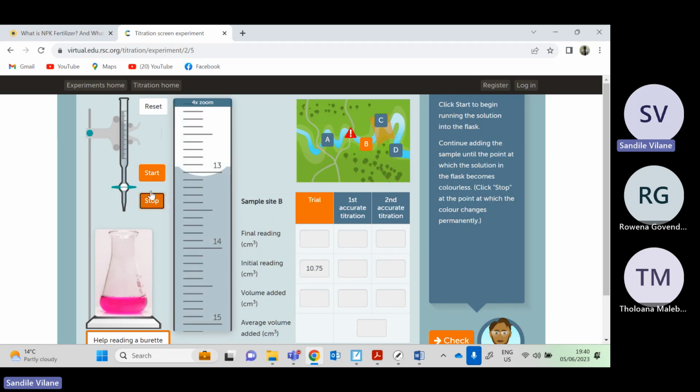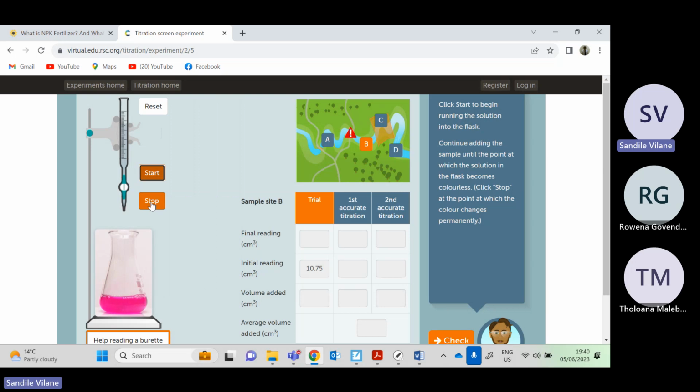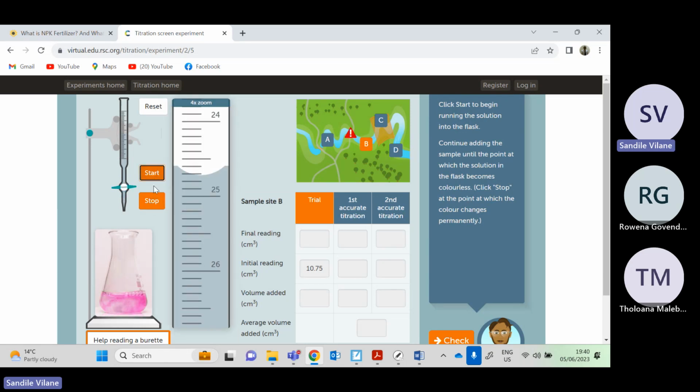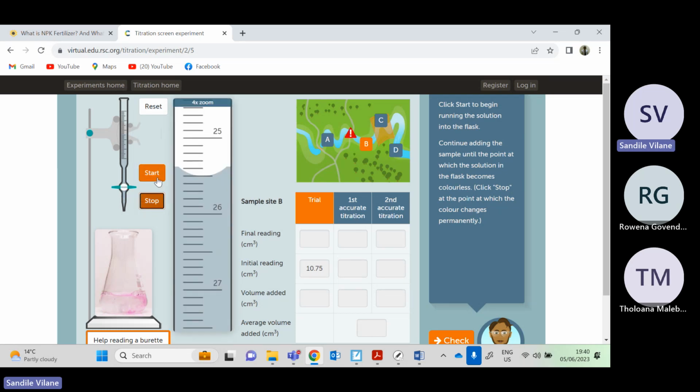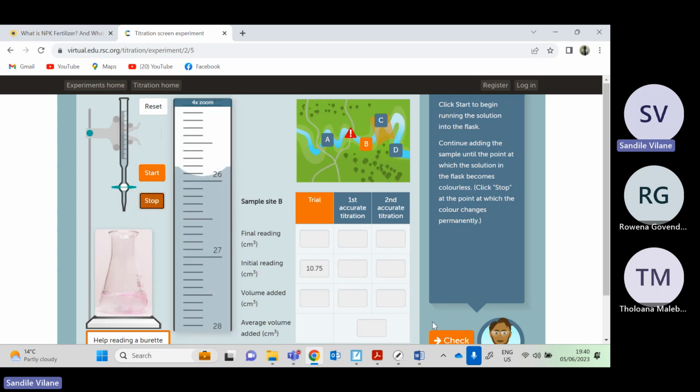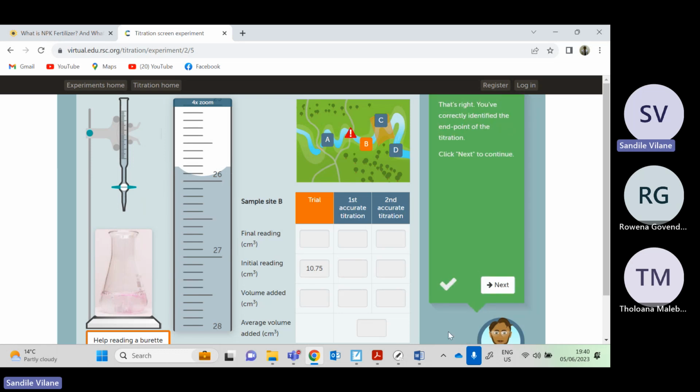Okay, so look at what happens as we add. You will see the color of the indicator start to change. As you can see, it is changing. Okay, we haven't added enough. When it has permanently changed, slightly more. Let us check that. Now it has completely disappeared, as you can see. Okay, let us check that. Perfect, that's right. You have correctly identified the endpoint of the titration.